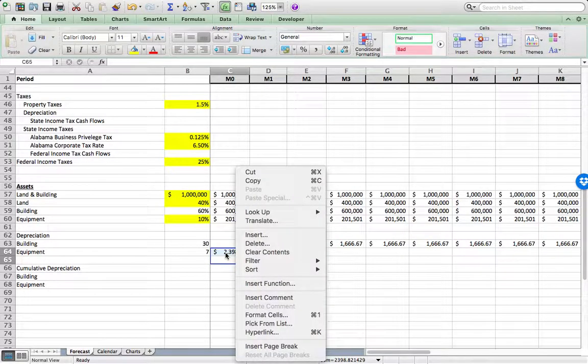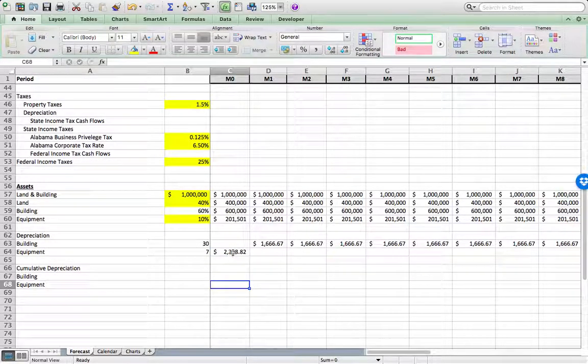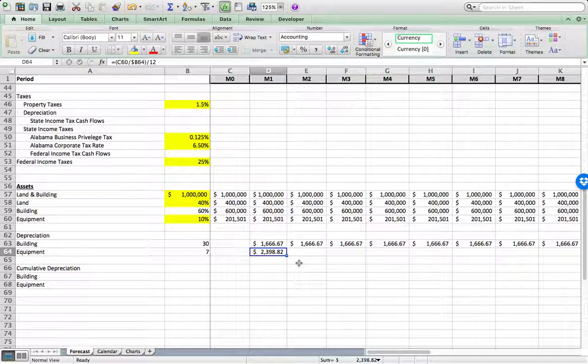Okay, and so what's going on there, I don't want it to be a month 0 because really we're not going to start doing that, although you could make the argument we are. Just for simplification, I'm going to move it over here.